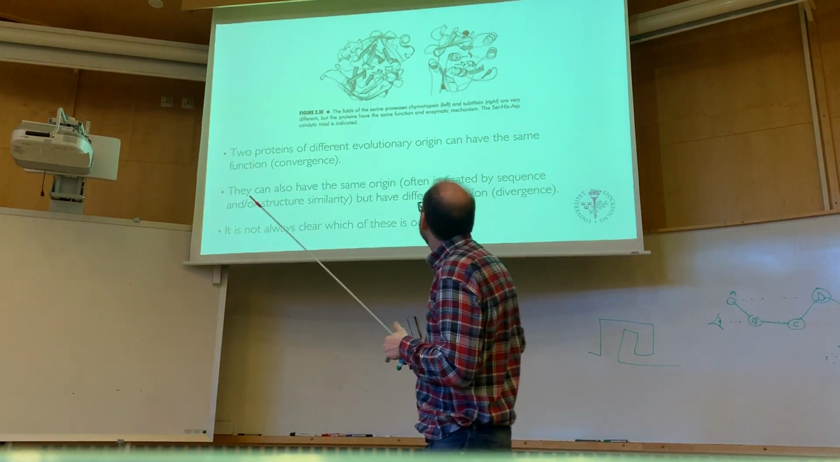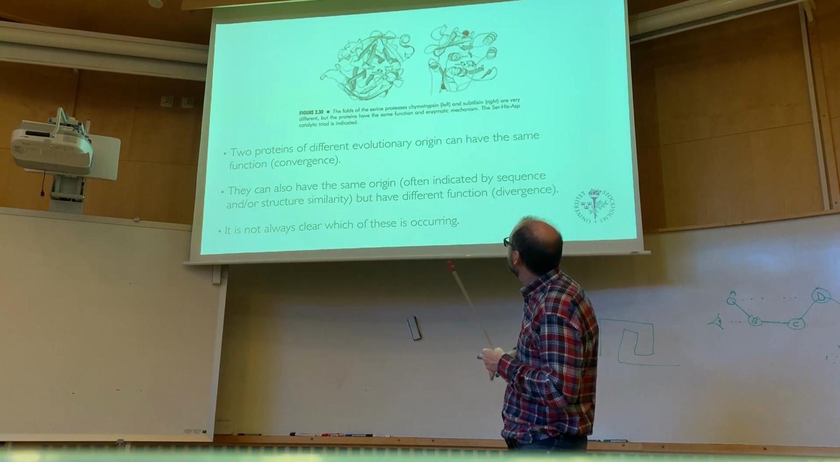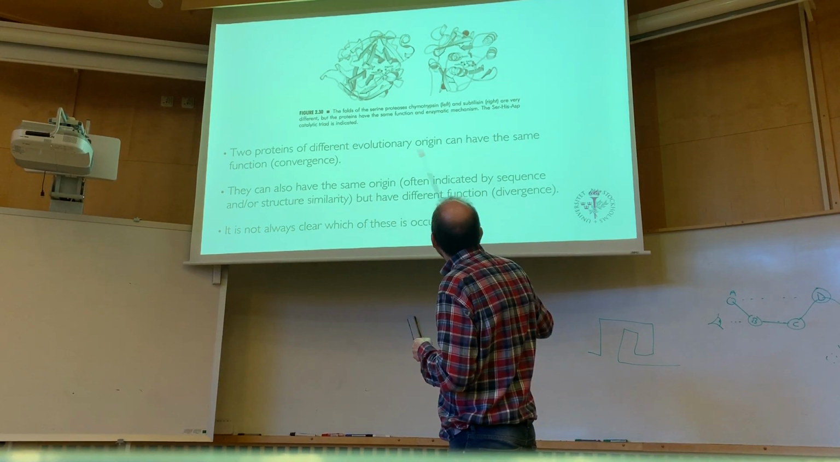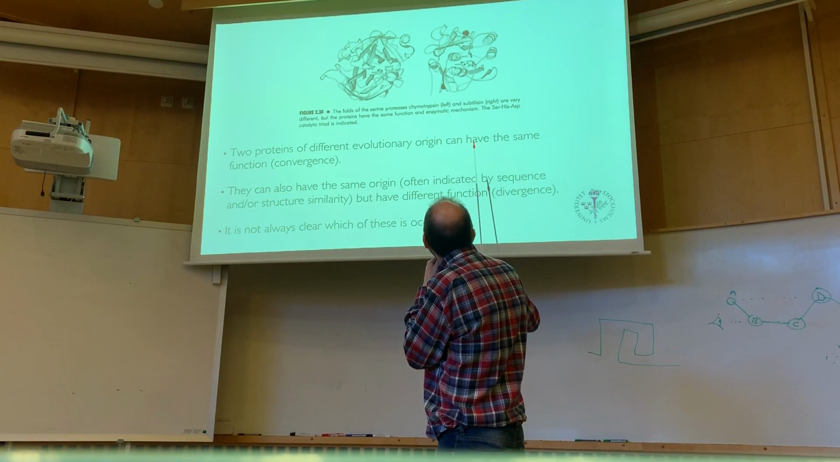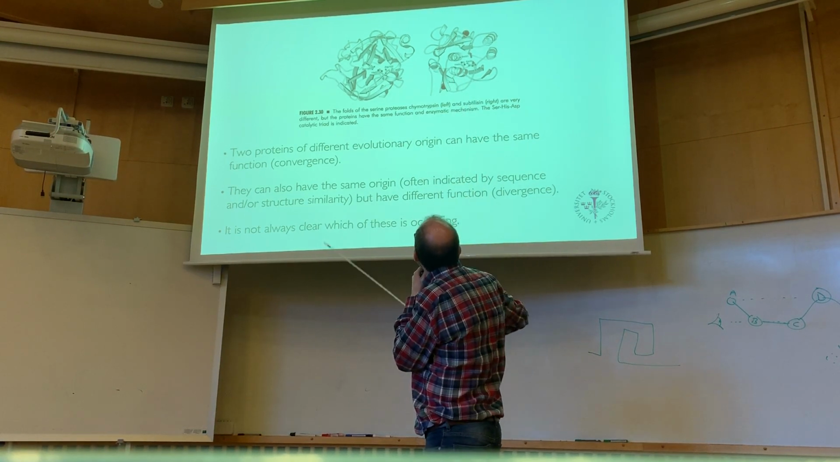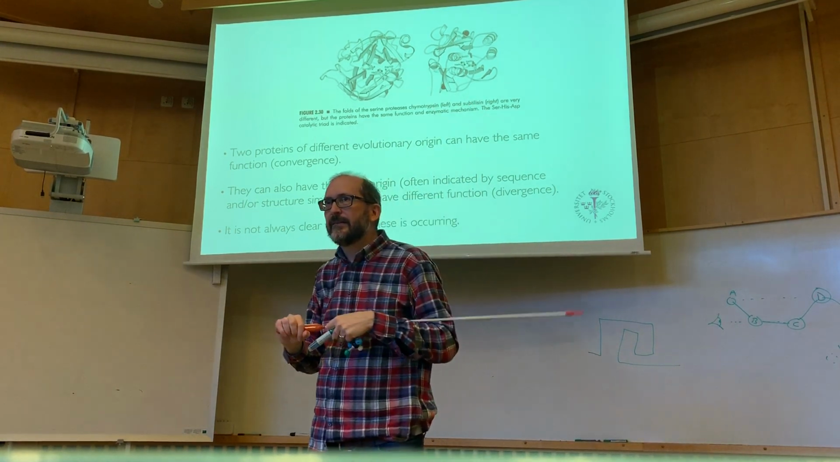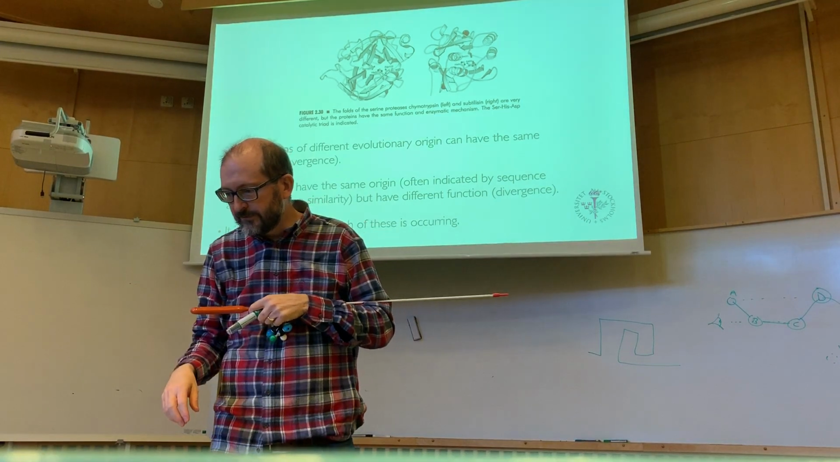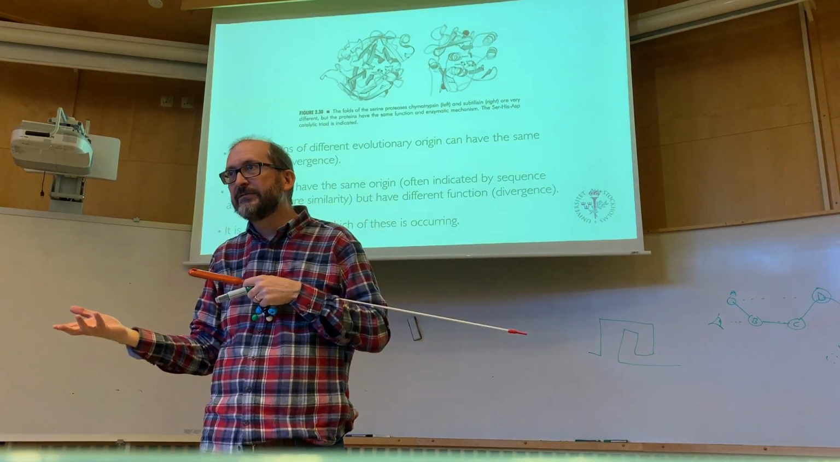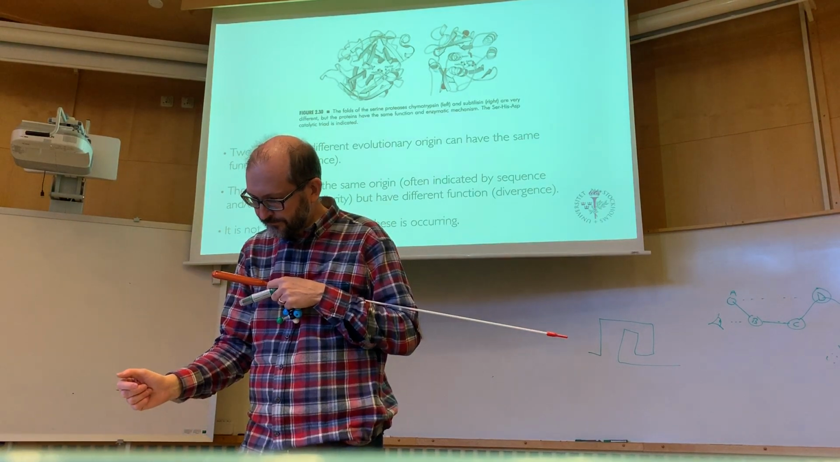This is an example of convergence versus divergence. So these are two different proteases, and they have the same catalytic triad, but everything else that's outside of it is completely different, right? So probably different evolutionary origin, but they both evolved to do the same job. So convergence at the molecular level.